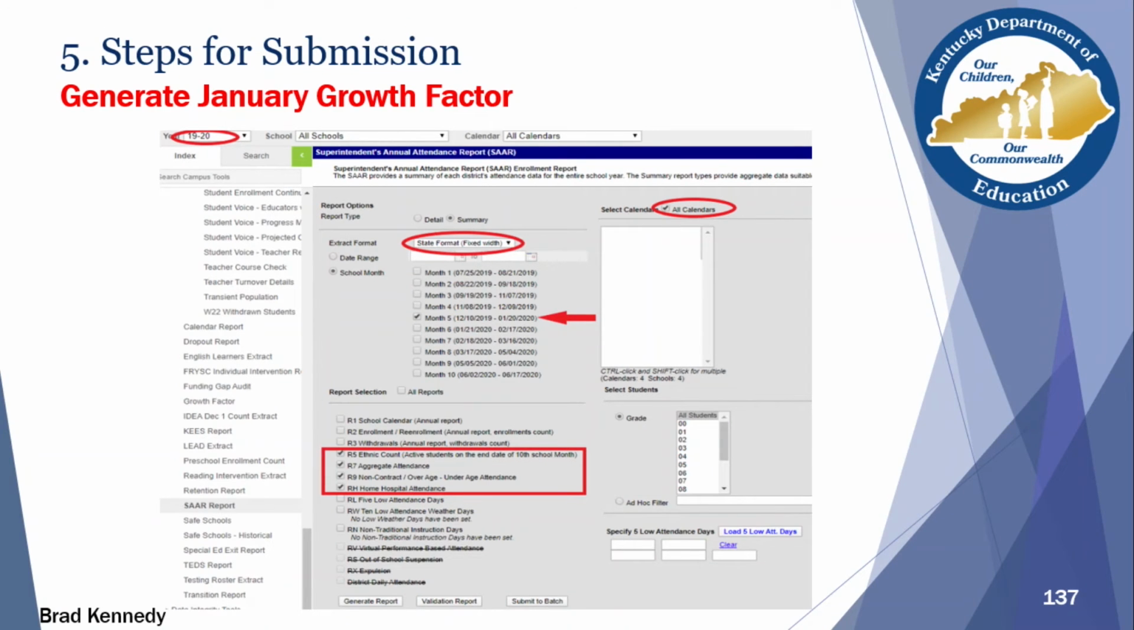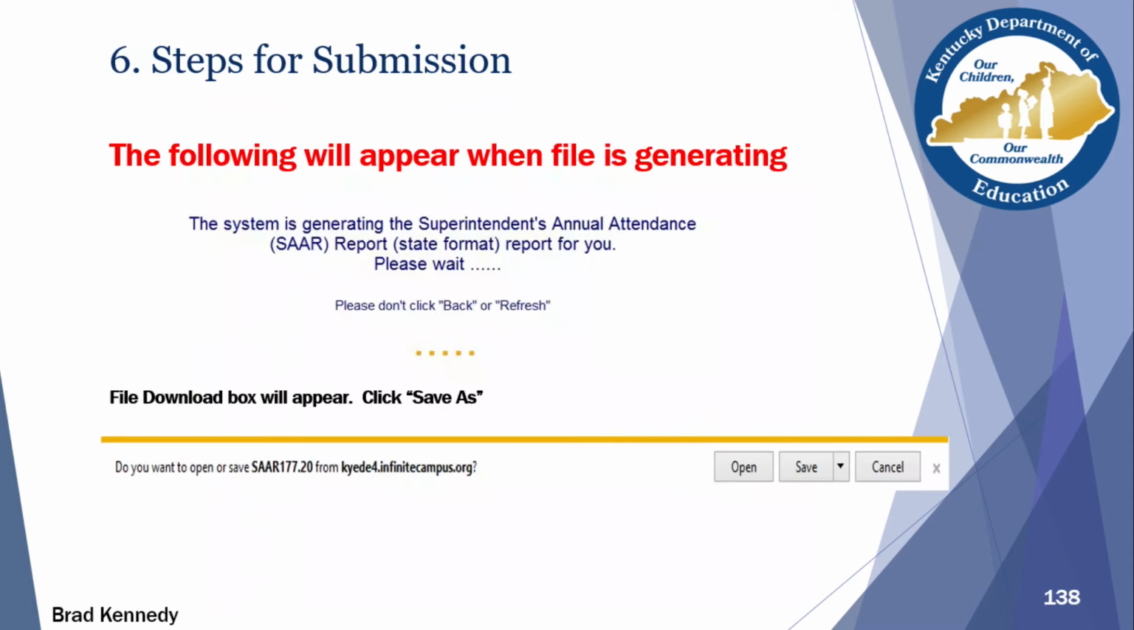So actually generating the January growth factor, you will go to Kentucky State Reporting in Infinite Campus and then select SAR report. So even though in the title it says growth factor, you're actually going to go like you're running a SAR report. You'll choose all calendars and the state fixed width. We always recommend that you run a PDF for yourself as well, but the state fixed width is the format that you will submit through the KDE mailbox. And then with the red box around it, we're going to choose records 5, 7, 9, and H. And then you click Generate Report.